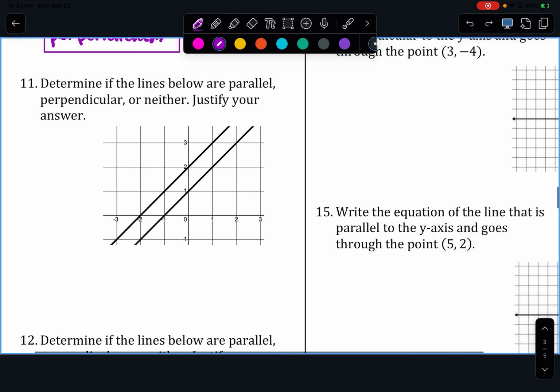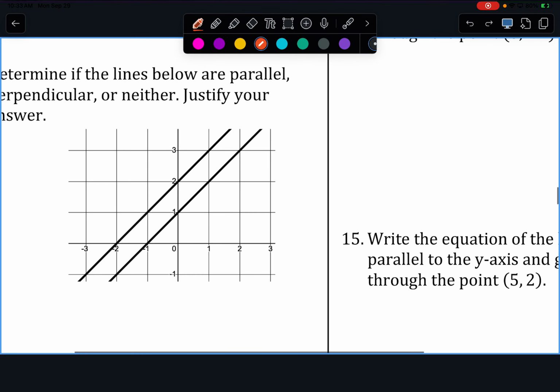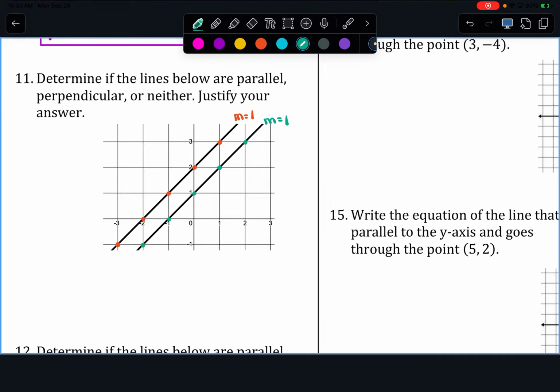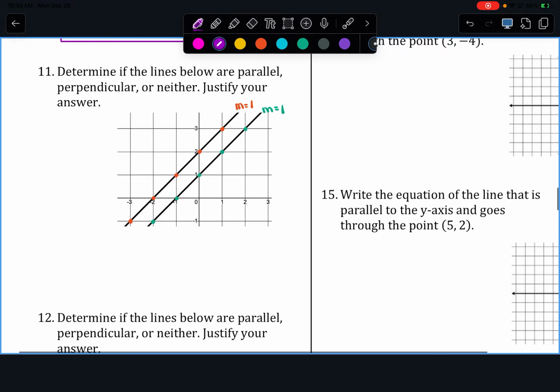All right, number 11, determine if they're parallel, perpendicular, or neither. Okay, well, they clearly don't intersect. They look kind of parallelish, but I'm going to prove it. So let's see. I'm going to go find some slope. Looks like up 1 over 1, up 1 over 1, up 1 over 1. So it looks like he has a slope of 1, or 1 over 1. And then up 1 over 1. Oh, it looks like this guy's doing the same thing, which means he has the exact same slope. All right, so these are definitely parallel.